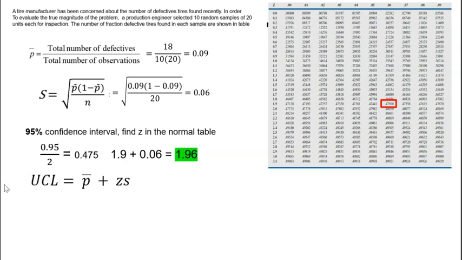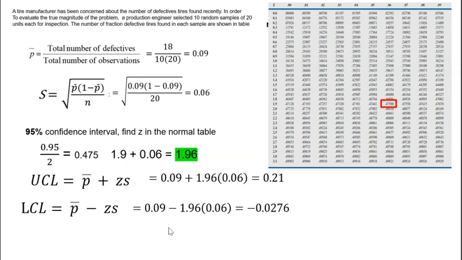Now can we plug it into the UCL? Yes. P bar is 0.09, the Z value is 1.96 and the standard deviation is 0.06, so we get 0.21. And for the LCL, we plug in the numbers. This one becomes minus. When we get a negative, we need to convert it into 0, because there's no negative in the control chart.